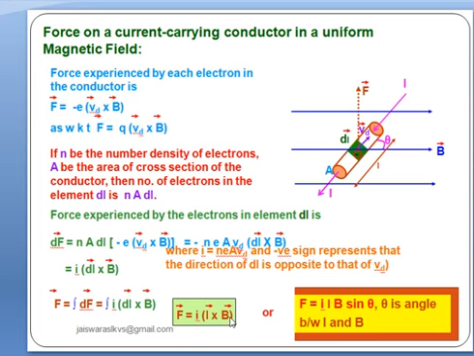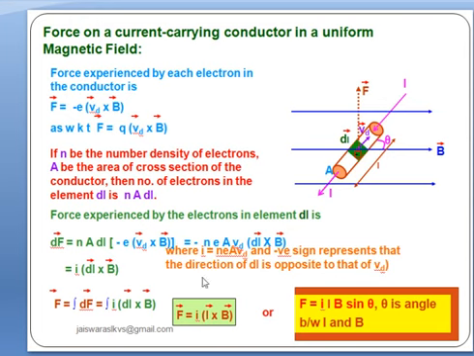It is just like the force experienced by a point charge, that is F = q v × B. But here, instead of force on a point charge, this formula is to be used for the force experienced by a current carrying conductor placed in a uniform magnetic field, and F = I (L × B).